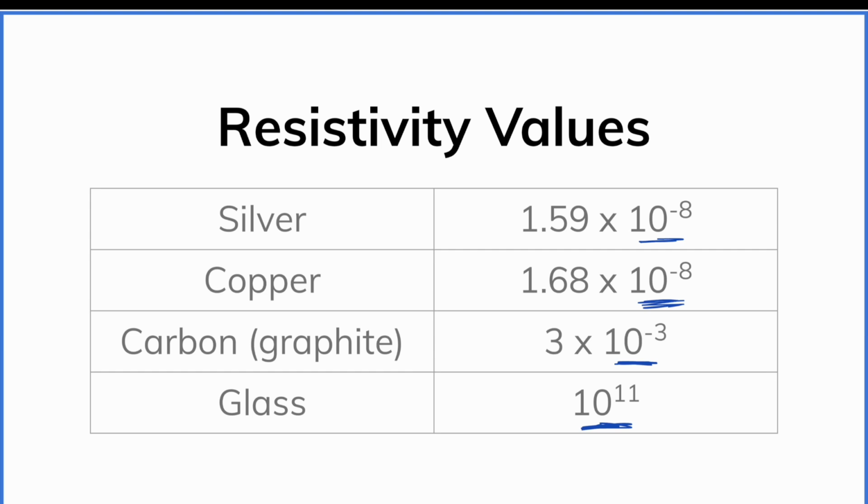And so that's why insulators don't necessarily not conduct electricity, they just are really, really resistant to it. It requires a huge amount of energy to conduct electricity through something like glass or wood or other things.